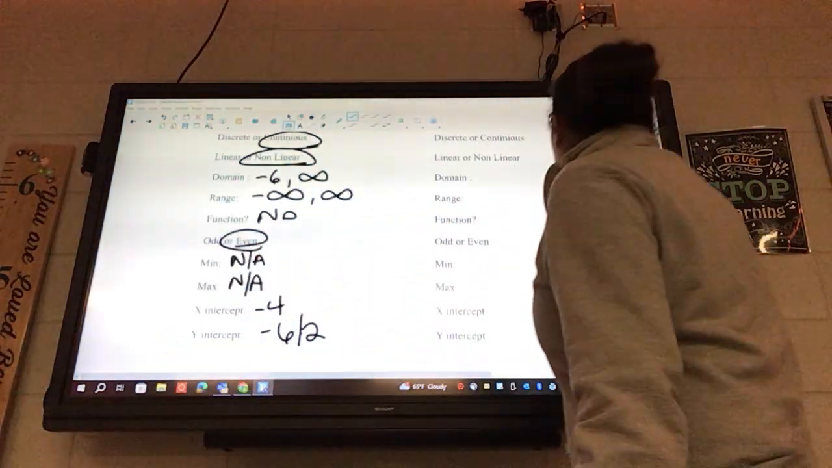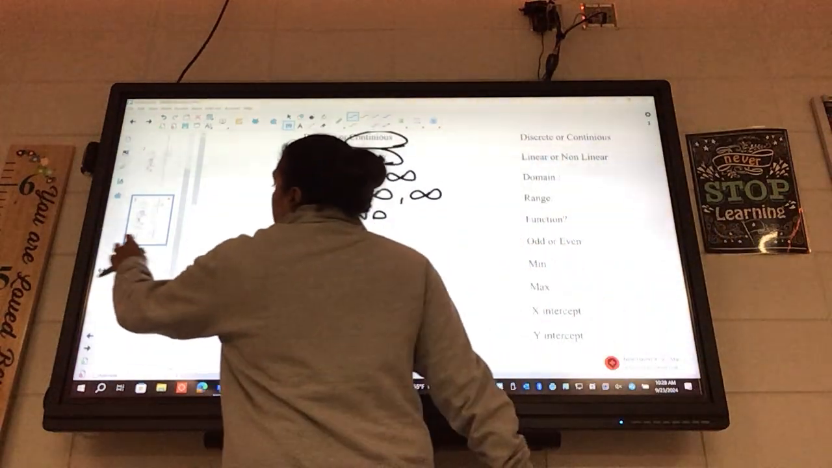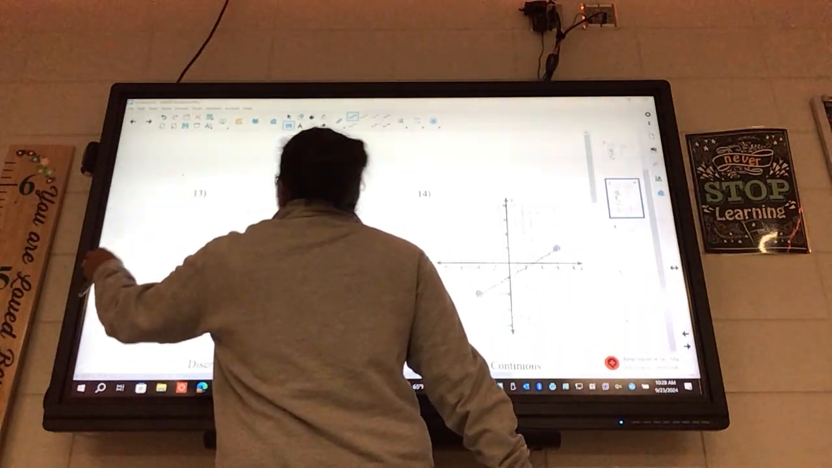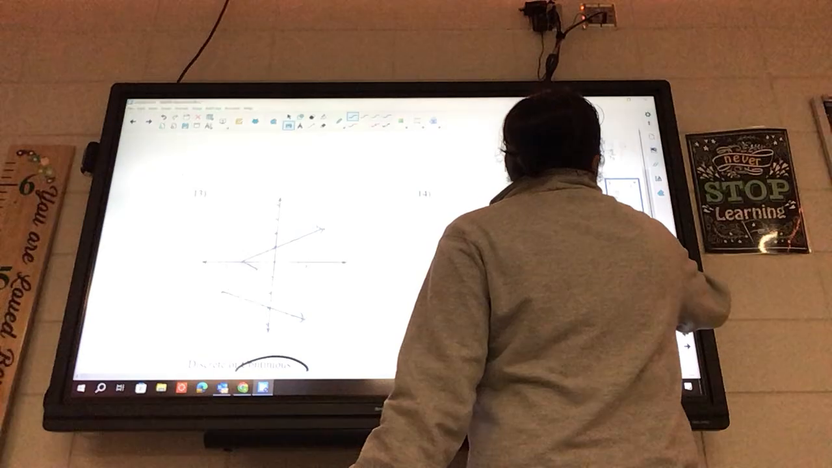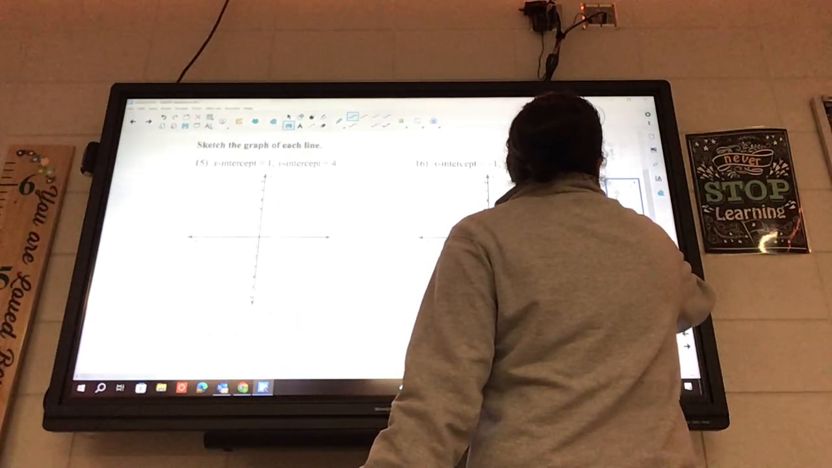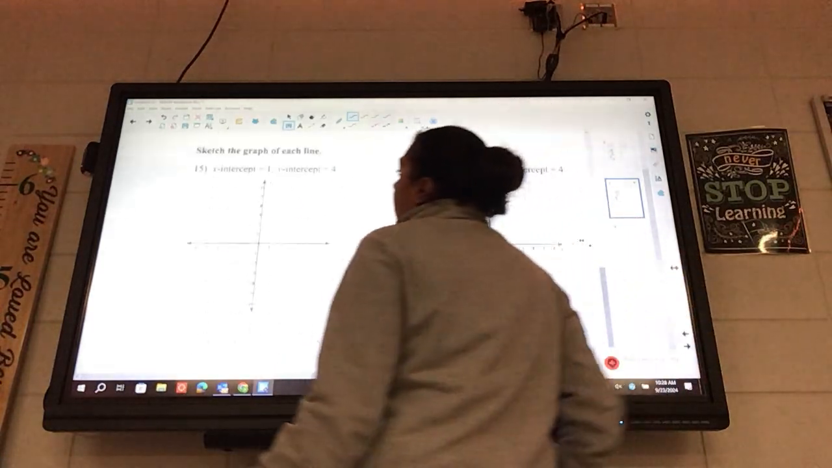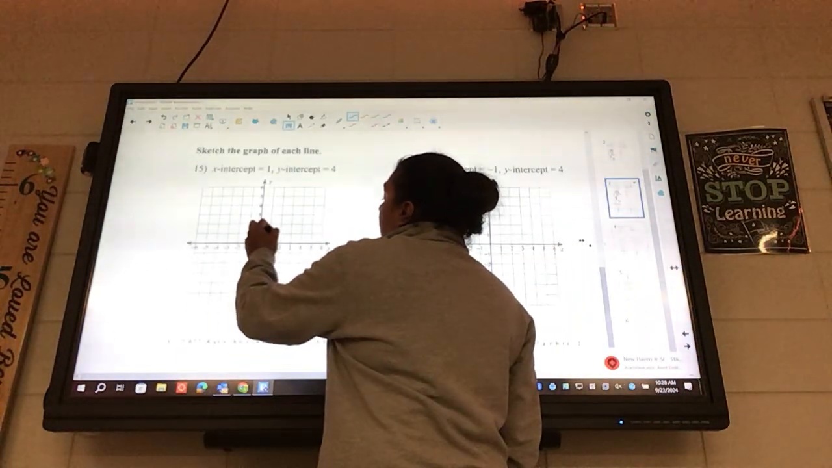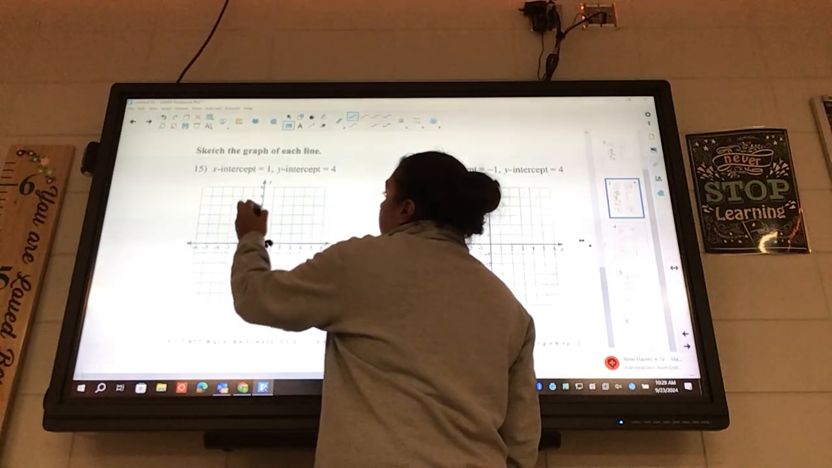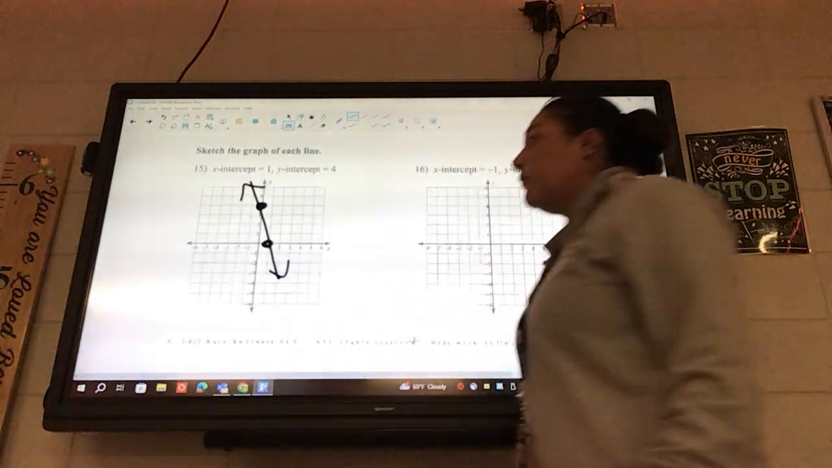Number 17. Okay, the x-intercept is at 1, y-intercept is at 4. Okay, and then you just draw a line through them.